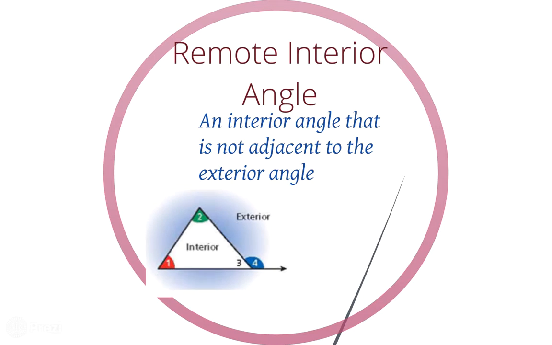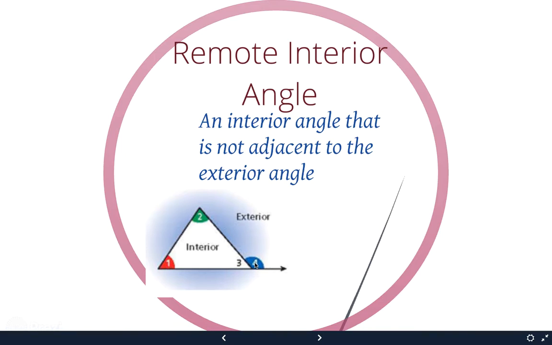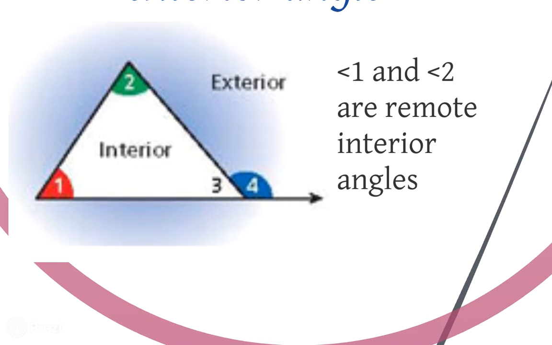So looking at this picture, if we're looking at exterior angle 4, which angles inside the triangle are not right next to angle 4? Well, angle 3 is right next to 4, so it cannot be angle 3. So do you guys see how angle 1 and angle 2 are not right next to angle 4? So what this means is angle 1 and 2 are remote interior angles. They're angles inside the triangle that are not right beside an exterior angle. So those are going to be your remote interior angles.